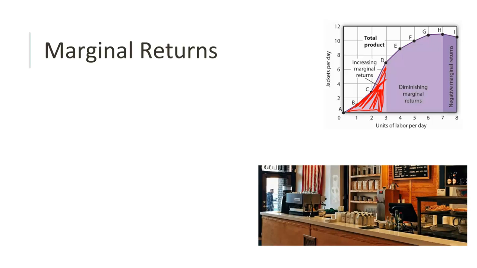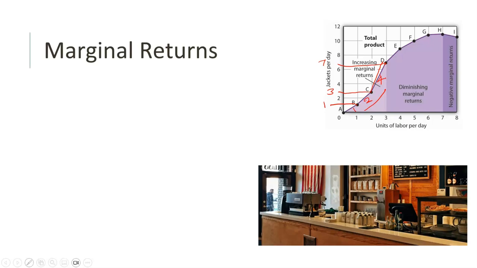So when we go, the first worker or first hour of work makes one jacket. When we get to point C, that second person brings our total up to 3. So they're making 2 extra jackets, basically twice as productive as that first one. When we go from C to D, so adding one more worker, looks like we get up to 7. So adding that third person or third hour is going to make 4 extra jackets. And then it starts to drop. So this is increasing marginal returns.